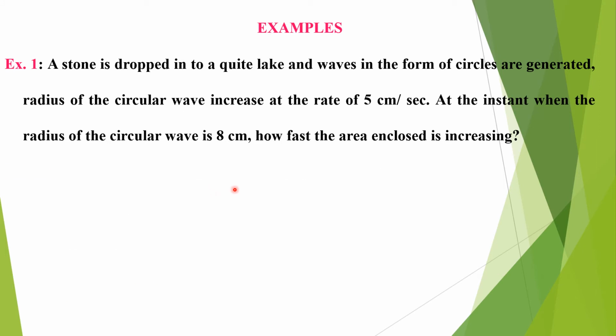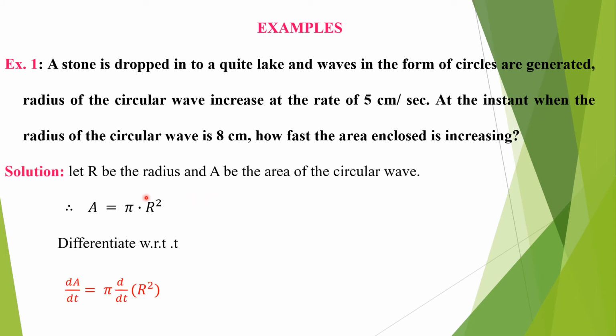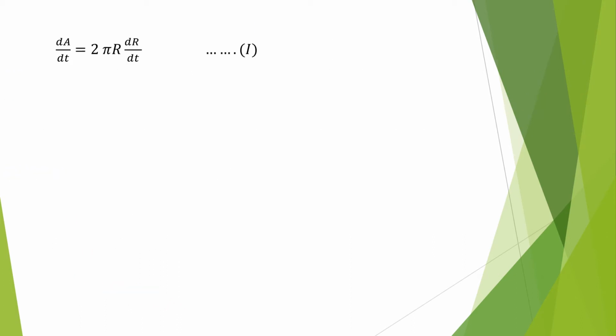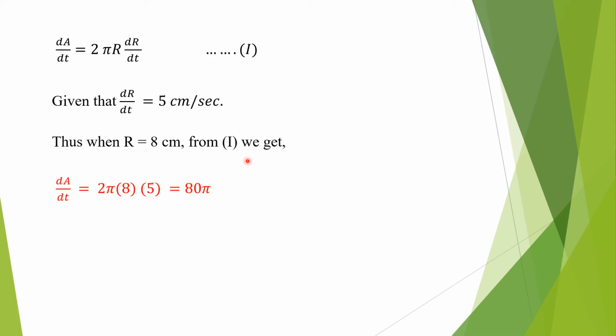Solution. Let r be the radius and A be the area of the circular wave. Area of the circle, A equal to pi r square. Differentiate with respect to t, we get dA by dt equal to pi times d by dt of r square. Therefore, dA by dt equal to pi, which is a constant, times the derivative of r square, which is 2r, times dr by dt. Denote this as equation 1.